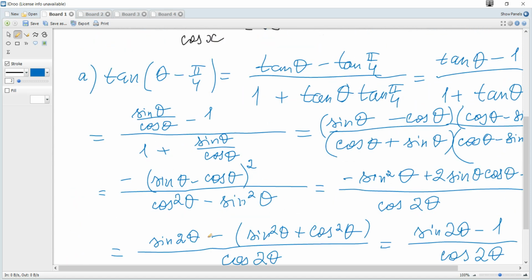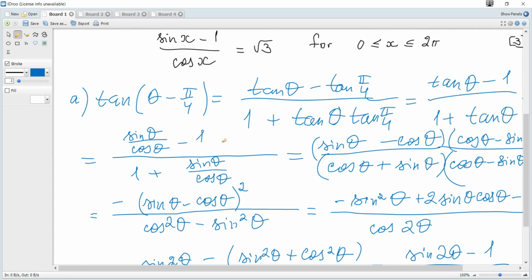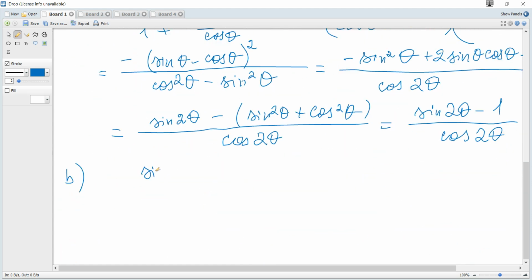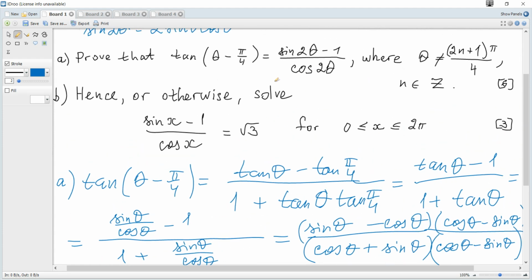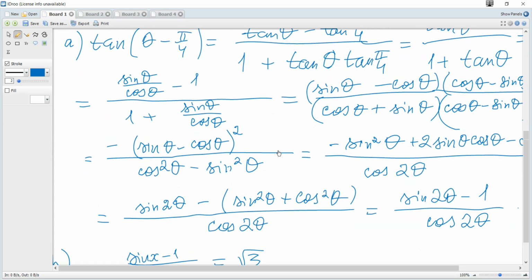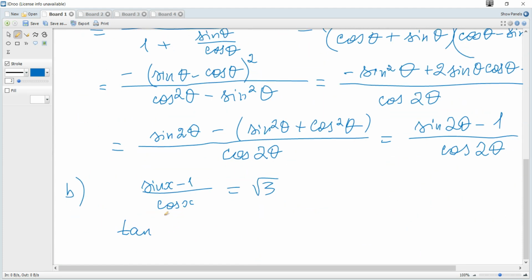The next, so sine of x minus 1 divided by cosine of x is root of 3. And we can see that we can use the previous result, and x is like 2 theta, hence it becomes what? Tangent of x over 2 minus pi over 4. So it becomes tangent of x over 2 minus pi over 4 and is equal to root of 3.